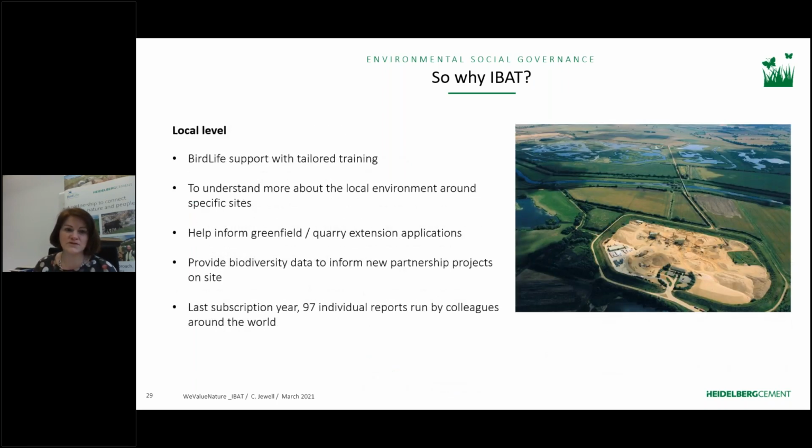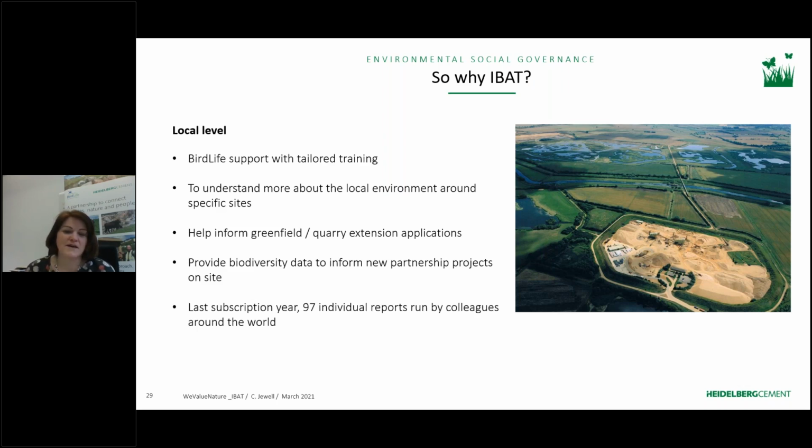But it's not all at corporate level. There's really an important part for IBAT supporting my local colleagues on the ground. And the way the subscription works is that my colleagues around the world can also take out an account so that they can really dive into IBAT, look at their particular sites and do a rigorous investigation of the biodiversity around their particular extraction site.